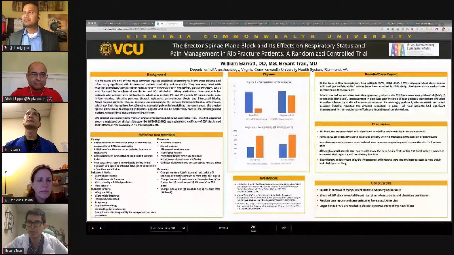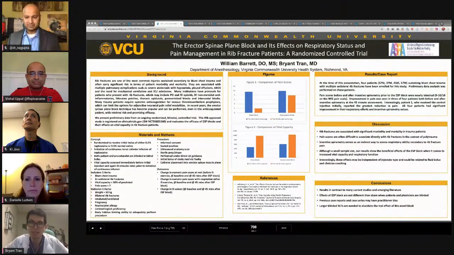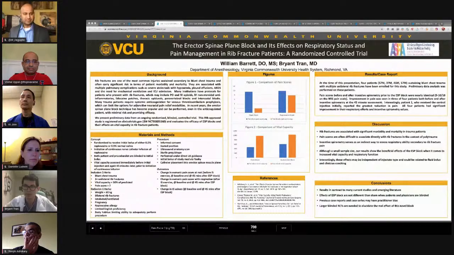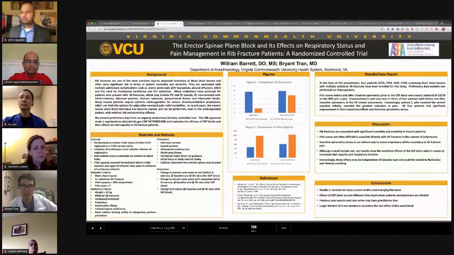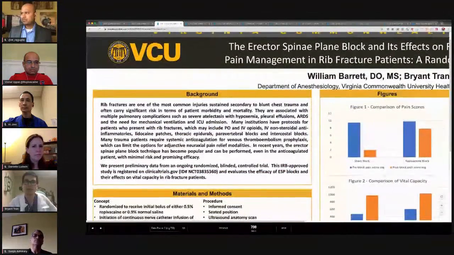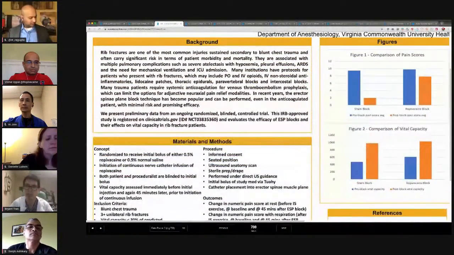Excellent. So just to give you a little bit of background, the study was done in Richmond, Virginia, an area that takes care of about 1.2 million people in the metropolitan area. We get a lot of rib fracture patients, ranging from car accidents and criminal assaults to people who fracture their ribs from recreational activities such as yard work or riding their ATV.